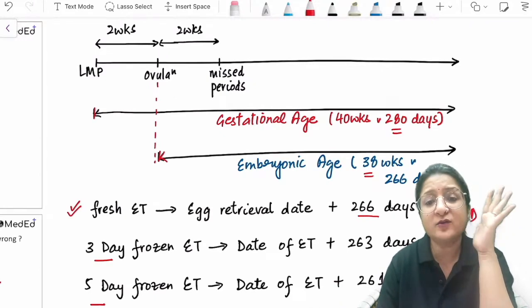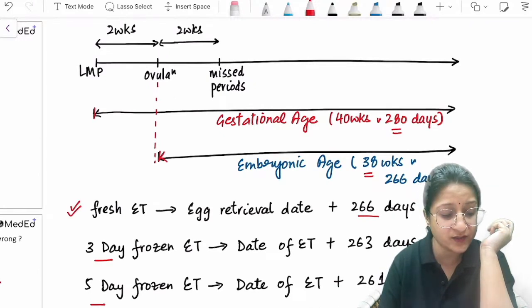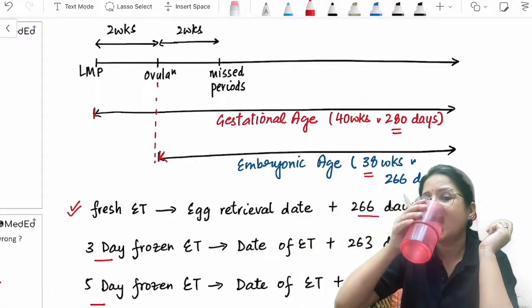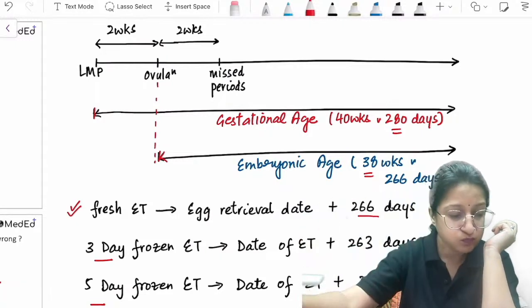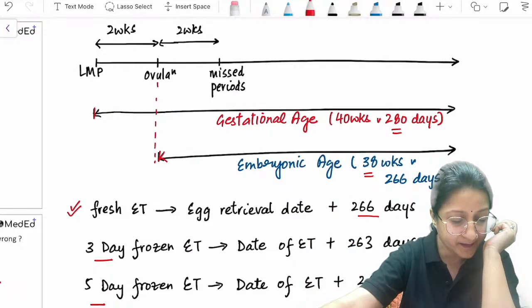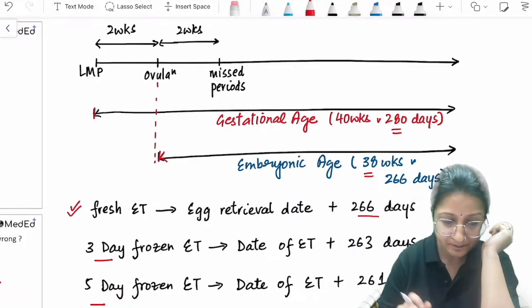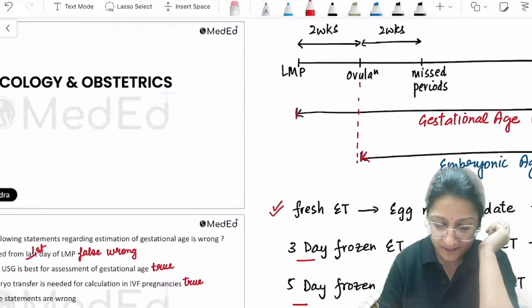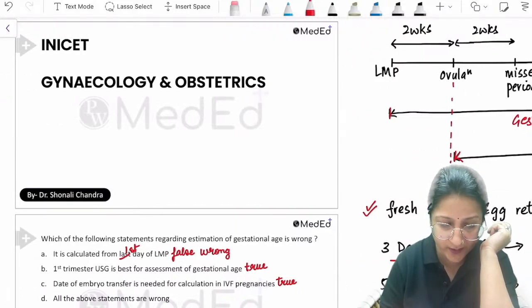Clear? Any doubts here so far? Shall we move to the next question? Yes, Shinchan, you are readable. Let's move on to the next question now.